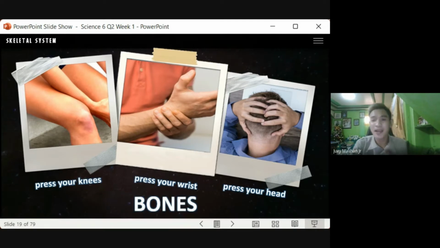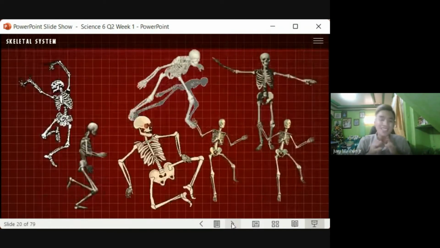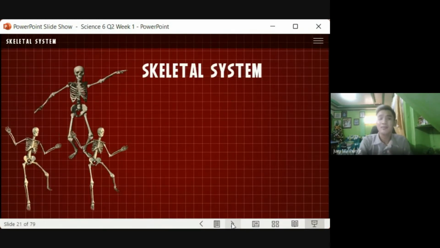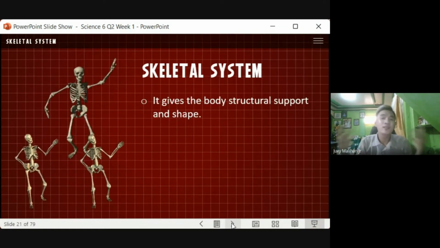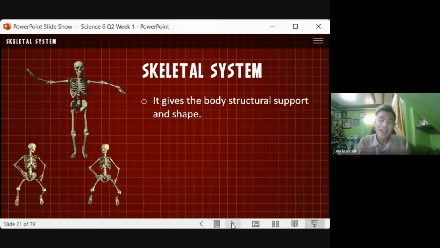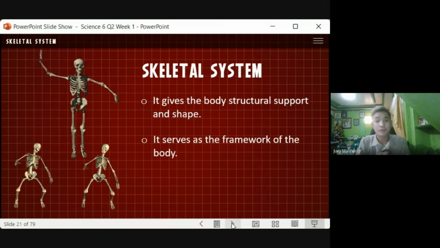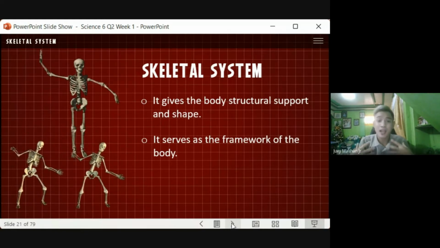Okay, so the human body, class, is made up of different kinds of bones. And this forms the framework of your body called the skeleton. Okay, so what is a skeletal system? When we say skeletal system, it gives the body structural support and shape. So meaning it holds the body as one, and it allows our body also to move freely. So just like what I have said a while ago, class, it serves as the framework of the body. Okay, because without this framework, class, of course, our body might collapse as well as our structure.